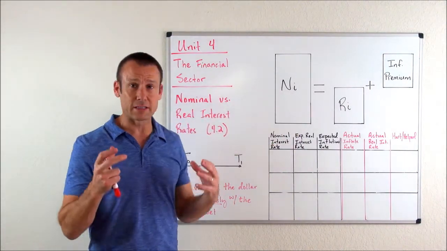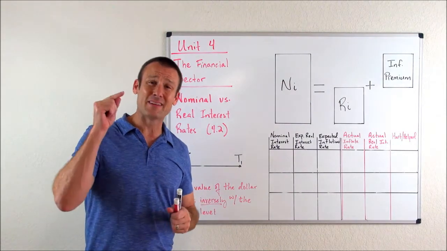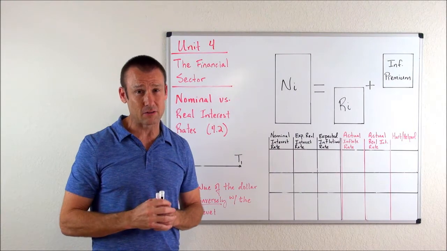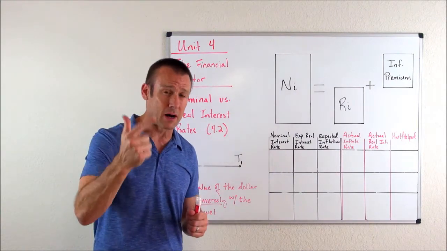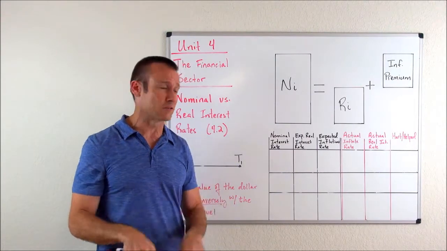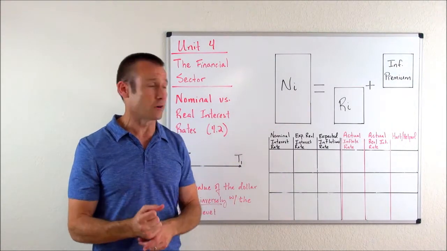A couple other things I like to say: the nominal interest rate is the interest rate printed on the debt contract. What do I mean by the debt contract? I mean the mortgage, I mean the bond, I mean the car loan. So this is the interest rate printed on the debt contract. This thing's not going to change, all right?